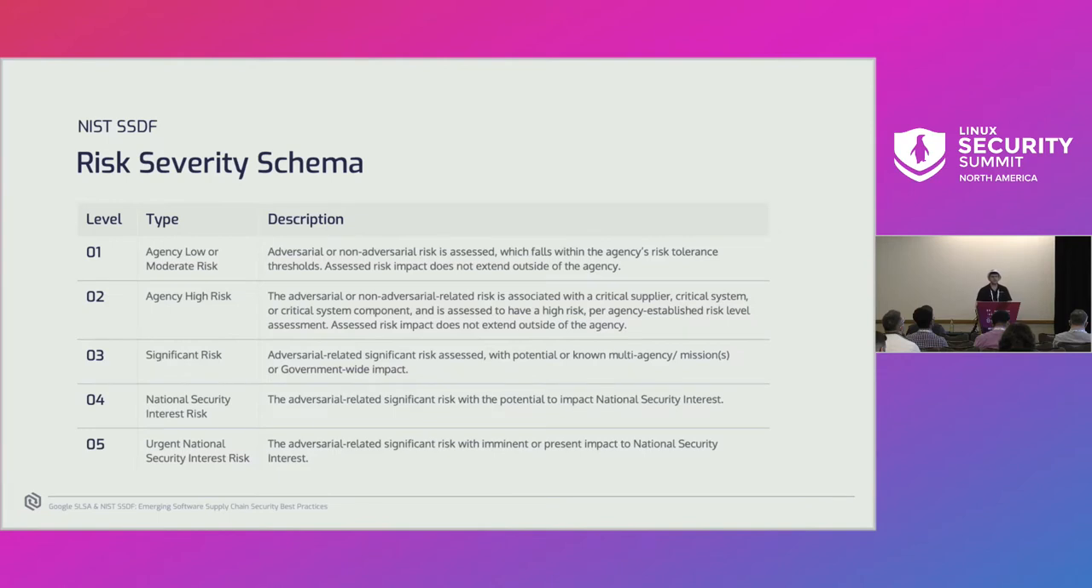Another key deliverable of this particular framework is the risk severity schema. The one that I like to point out is level 3, because that actually is a bit more prescriptive for federal agencies. If an agency is deemed to be critical infrastructure, as we said before, then there are mandatory reporting requirements that they have to adhere to with regards to breaches.